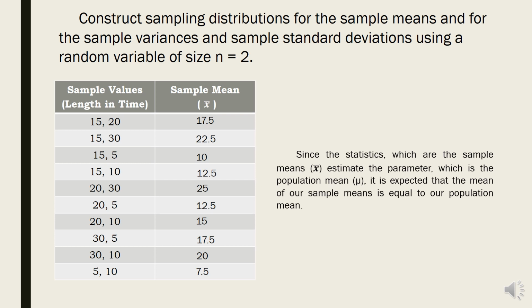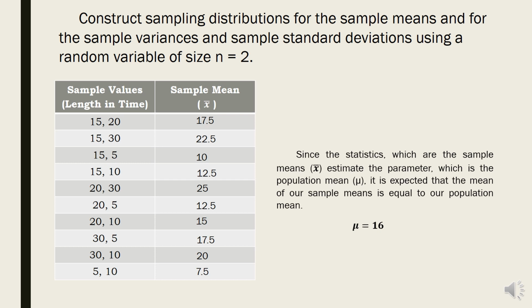Since the statistics, which are the sample means, x bar, estimate the parameter, which is the population mean, mu, it is expected that the mean of our sample means is equal to our population mean. If you recall, class, for the given population, which is a family that consists of 5 members, we already computed the population mean, which is 16 minutes.